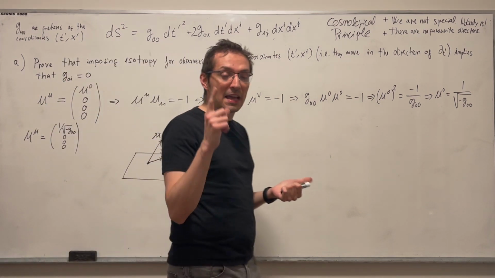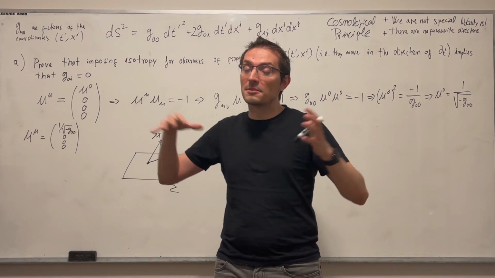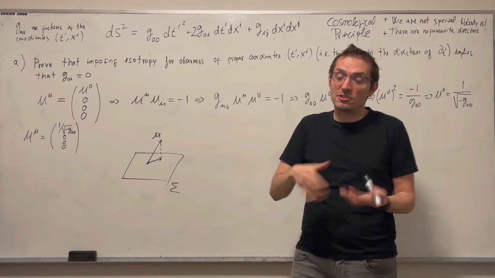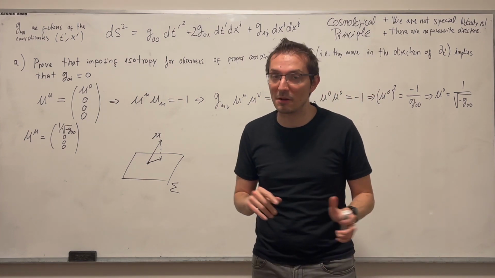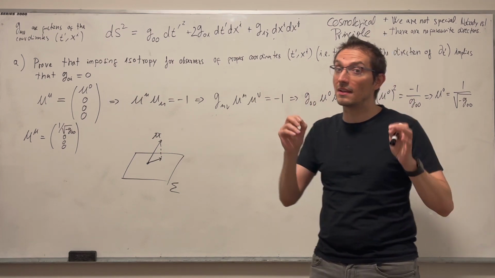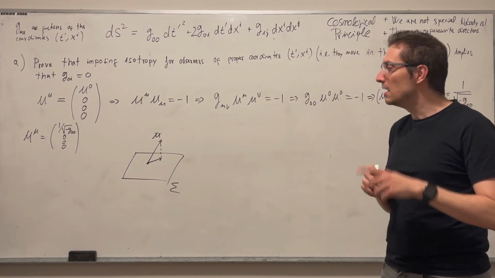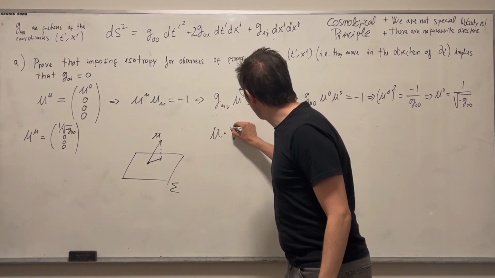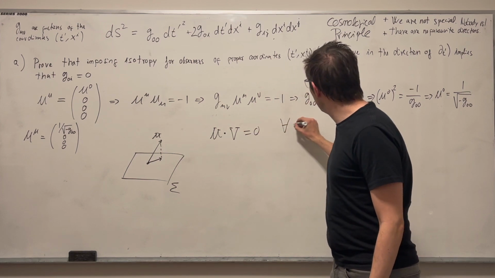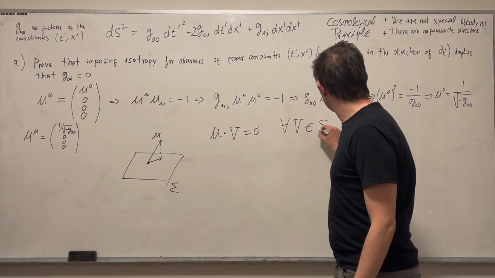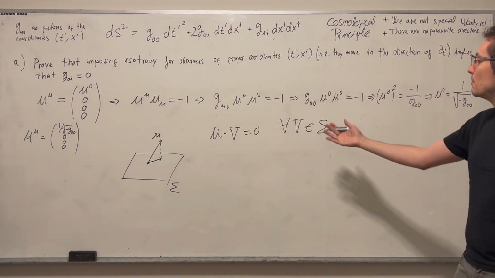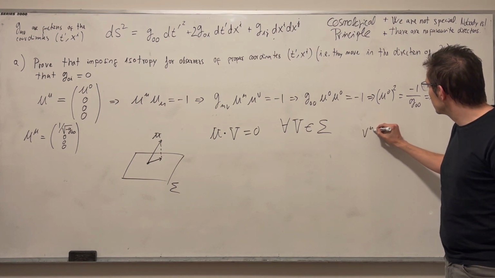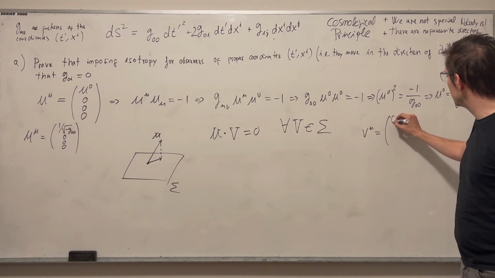Again, if the four-velocity has some projection on the spatial sections of the spacetime, the privileged direction for those observers would be the projection in space of the four-velocity. There cannot be any privileged direction, so nothing about these observers should single out a direction in space. So we need to demand that the inner product of u with v is equal to 0 for all v in Σ. We can write the most general vector v in that surface in components.